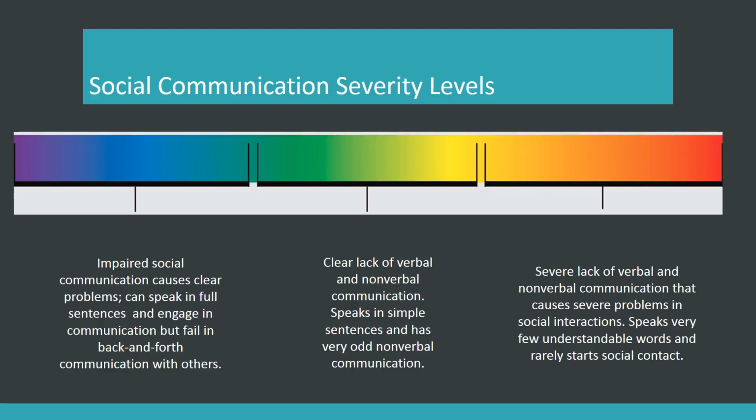Now, let's take a closer look at the social communication severity levels. At Level 1, requiring support, this person may have impaired social communication that causes clear problems. While the person may speak in full sentences and engage in communication, they may fail in back and forth communication with others. Level 2, requiring substantial support. This person has a clear lack of verbal and nonverbal communication and speaks in simple sentences and has very odd nonverbal communication.